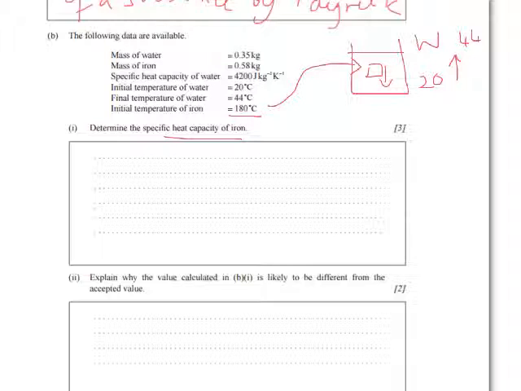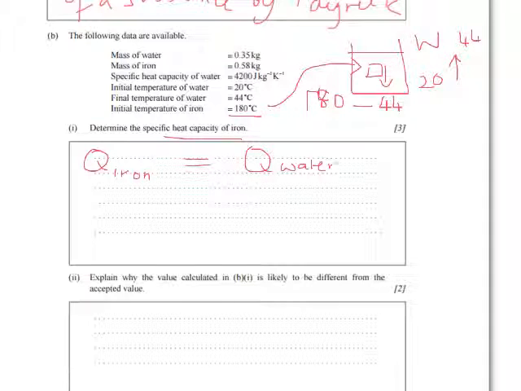Well, it goes from 180 down to thermal equilibrium. So eventually, this is one of the things that you need to assume, it will eventually have the same temperature as the water. So it will go 180 down to 44. Okay, so now let's try some calculations. What is the specific heat capacity of iron? Well, the Q, the heat energy that comes from the iron, ends up warming and heating the water.